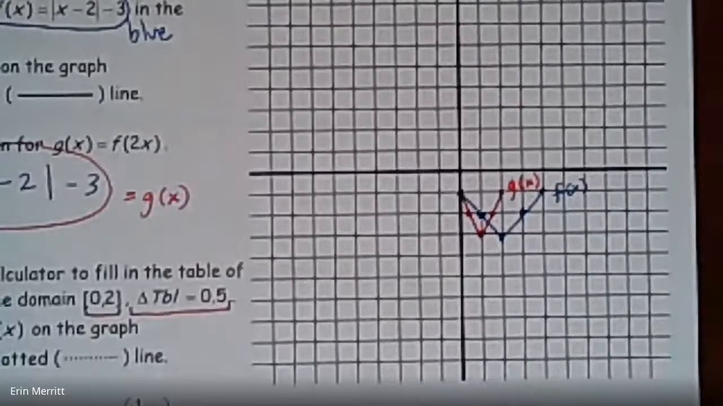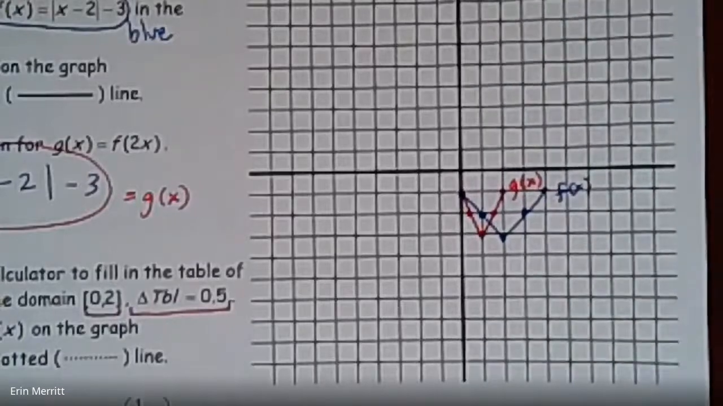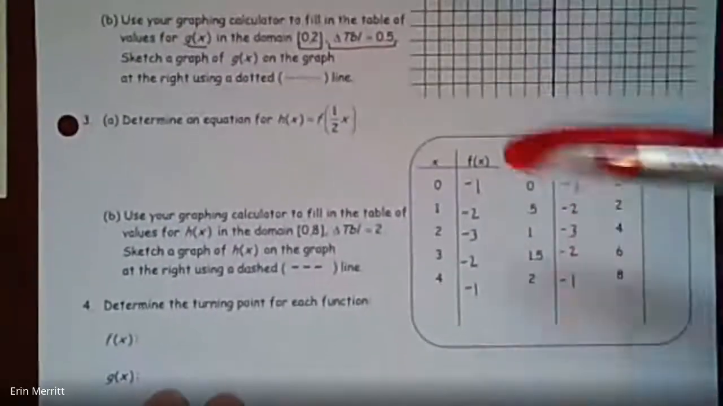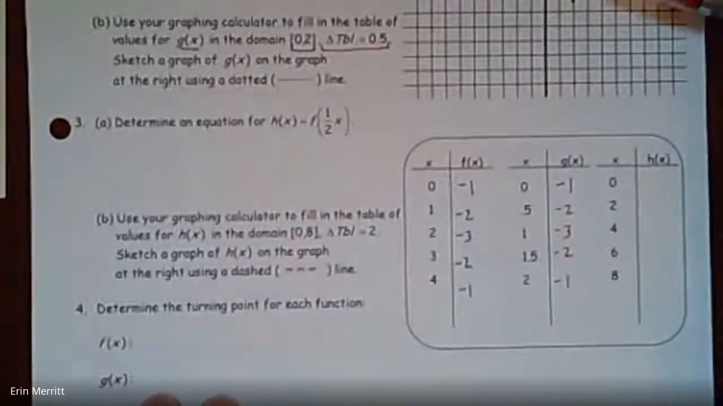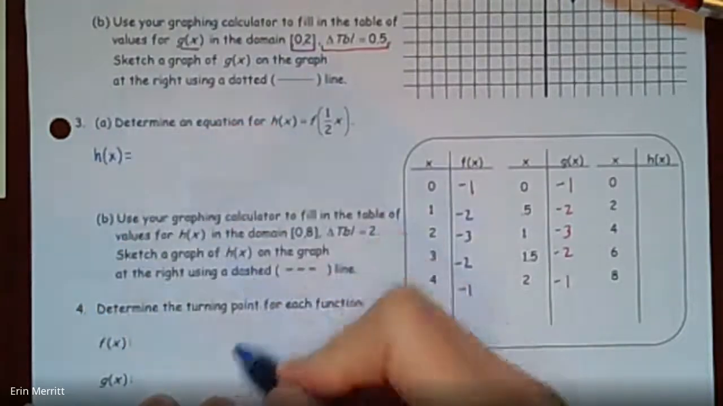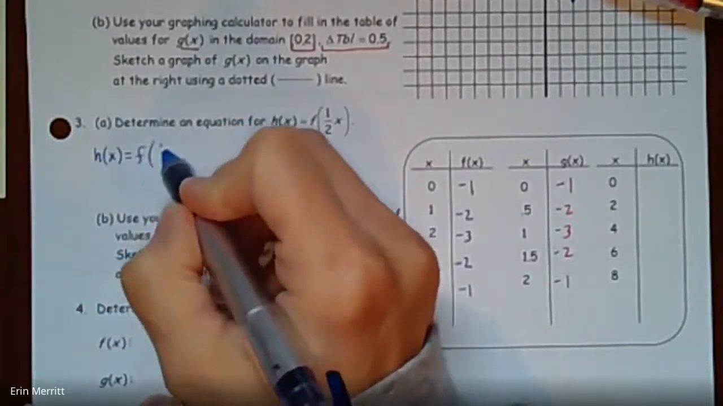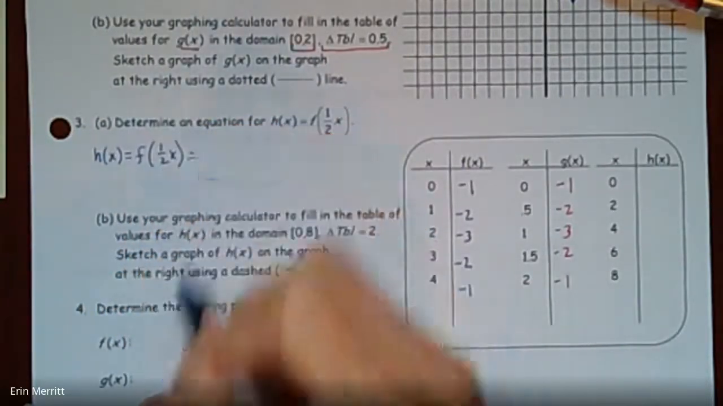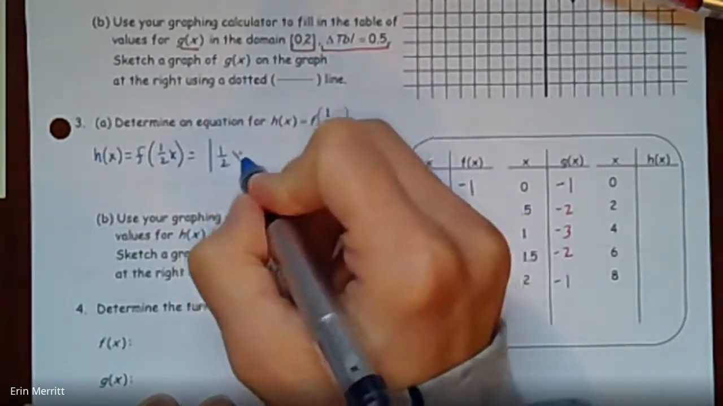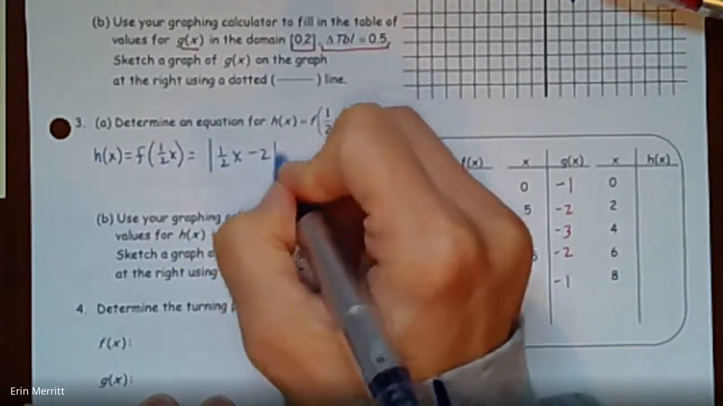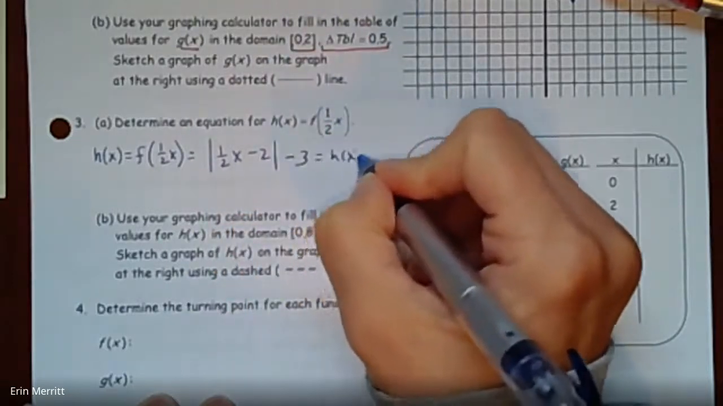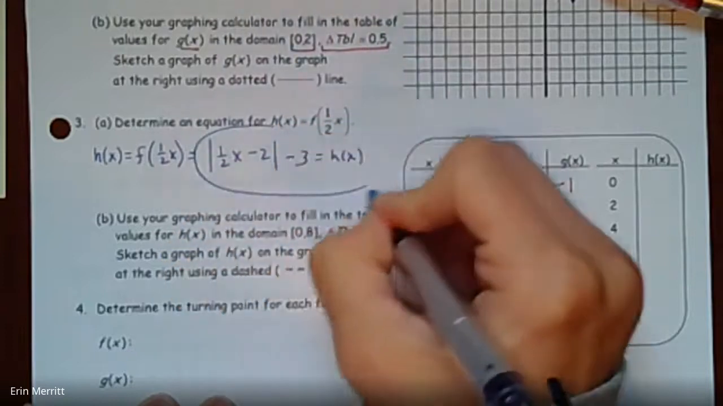Now you have to do one more. So let me zoom back out so you can see a little bit better. The last one is asking you to do h of x. We're going to make that equal to f of 1/2 of x. So you know what that means. Go back to the original function. Wherever there's an x, we put a 1/2 x into it. So it's going to look like this. This is equal to h of x, this guy right here.